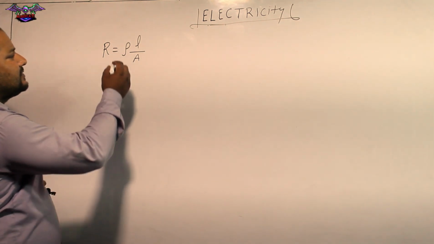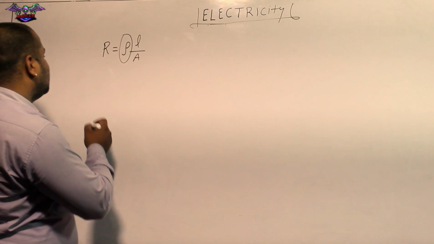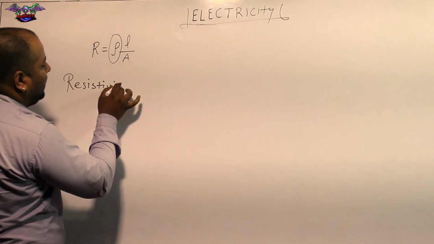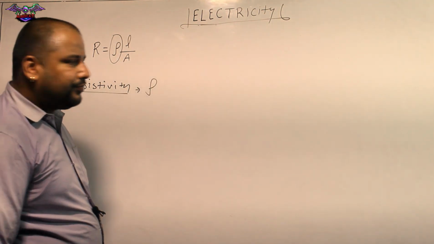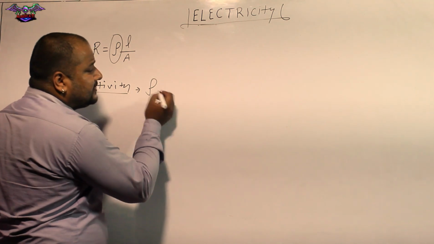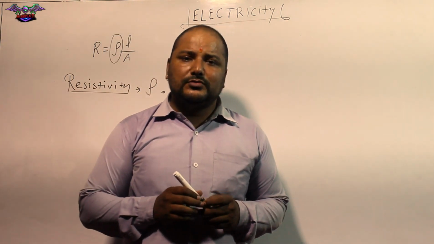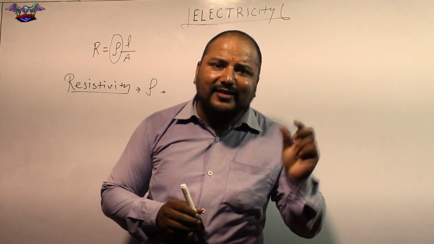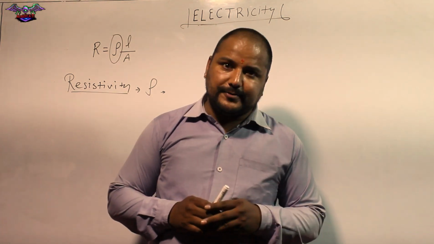Now we will discuss this rho, that is the resistivity of the material, denoted by rho. Firstly, the resistivity depends on two factors. One is which type of material it is. The second one is the temperature.